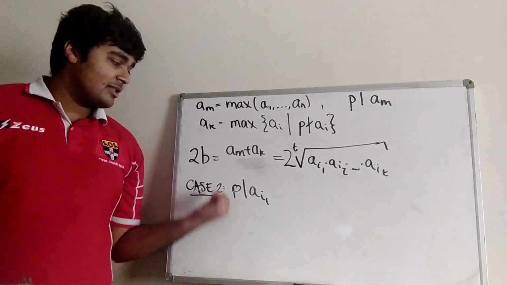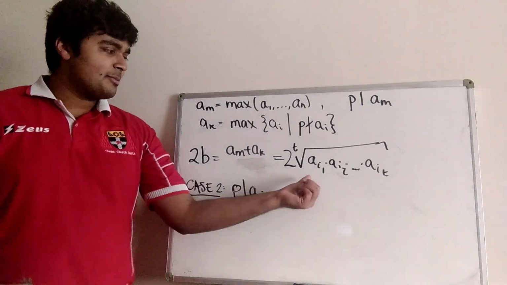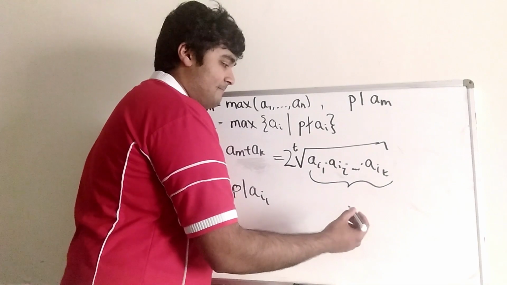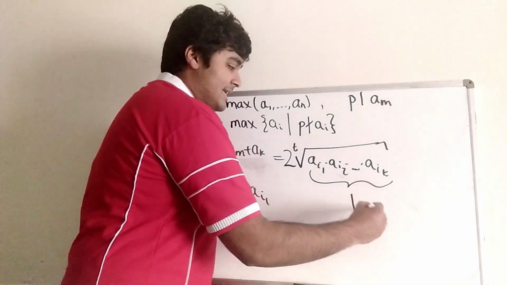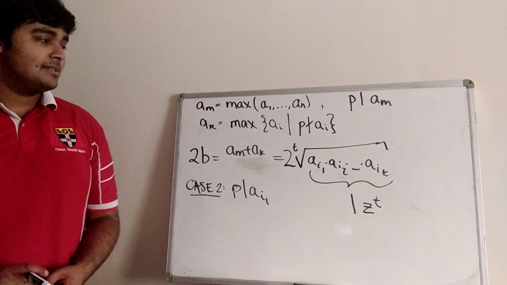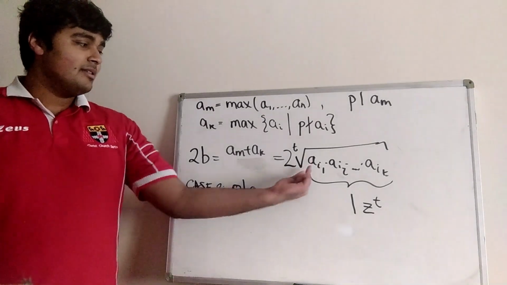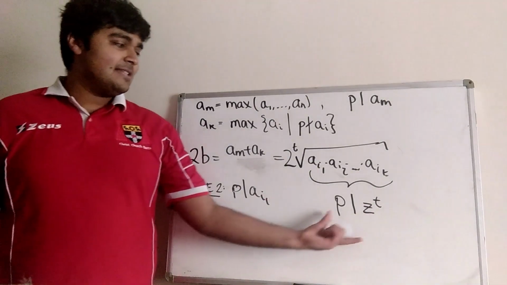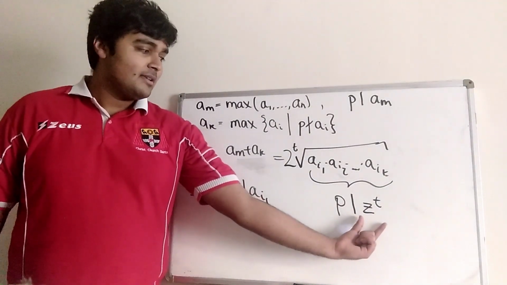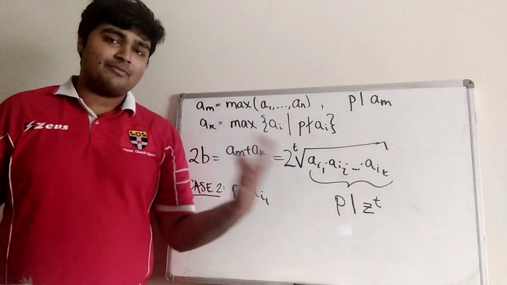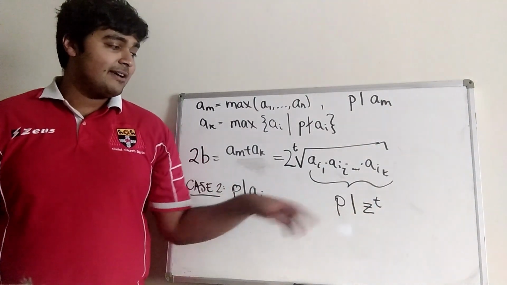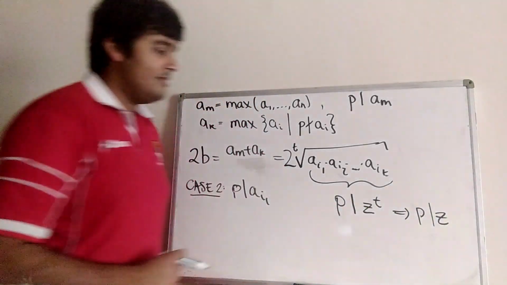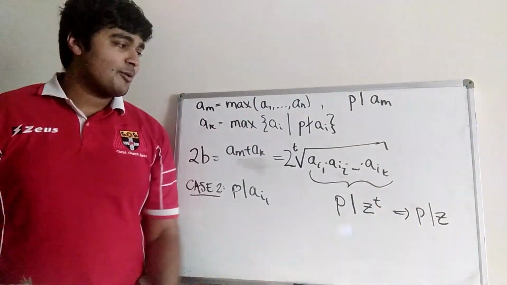But then remember, we've got this extra piece of information here. So suppose this was a power of t. Let's call it z to the t. So z is a positive integer, and suppose it equals z to the t. Well, p divides a_{i1}, so p is certainly going to divide the whole thing. But p divides a power of t, as p divides z to the t. And a very simple argument will tell you that this implies that p divides z, just by properties of primes.